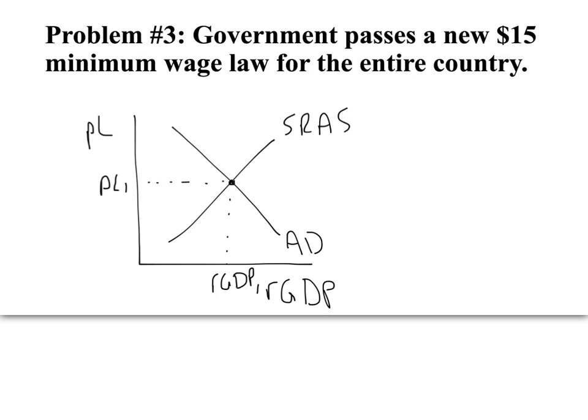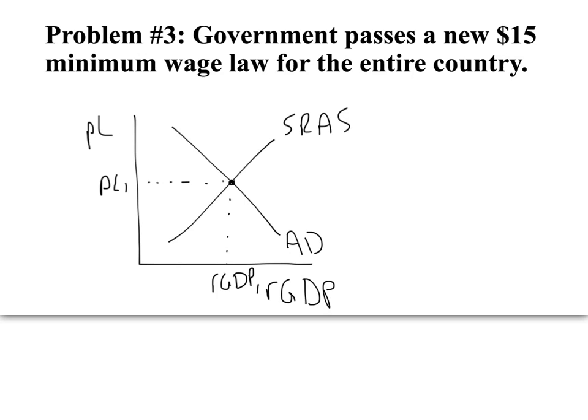And here's our final problem. Government passes a new $15 minimum wage law for the entire country. Now, there's two ways to look at it. I'm going to look at it from the business side, because you might be saying that, well, $15 minimum wage, so people's wages are going to go up, so therefore they're going to buy more stuff because they have more money. But the first change is actually going to happen in the labor market. And the aggregate supply curve is what's going to be affected first.